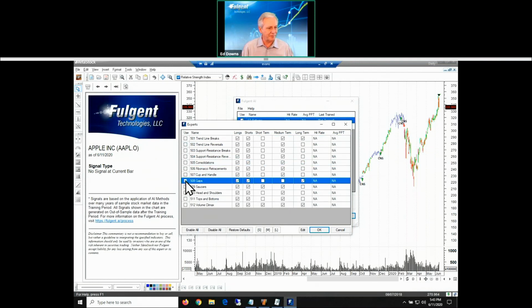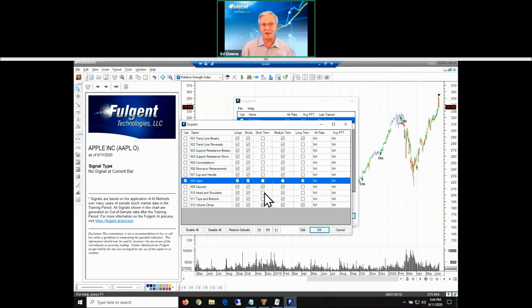Okay, back to gaps. And you'll notice over here that we have the center column. It says short-term, medium-term, long-term. What we actually do is find patterns in all three terms. Short-term being 16 bars or less, medium-term 32 bars or less, long-term 64 bars or less. So the reason that's important is if you're trading like to make a 1 or 2 day move, you want to be trading the short-term patterns.